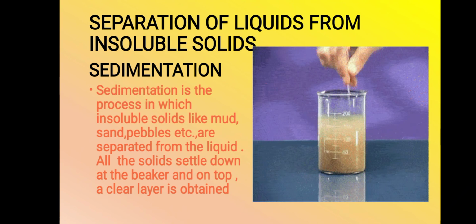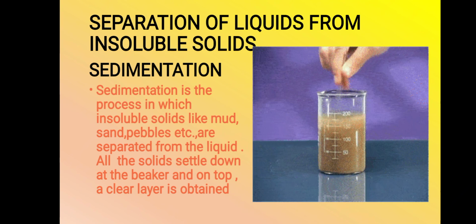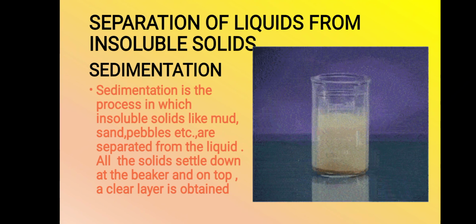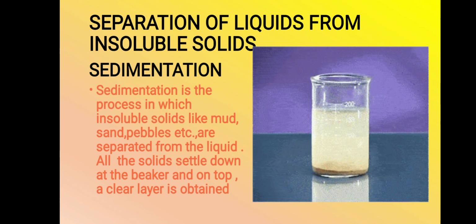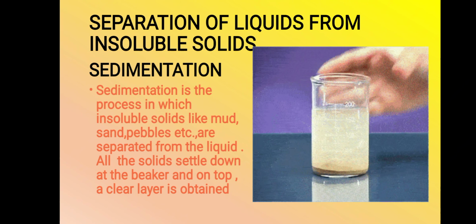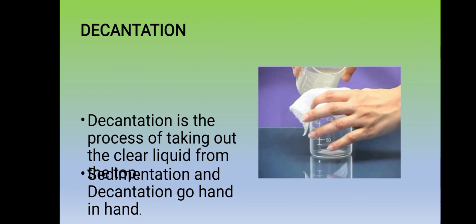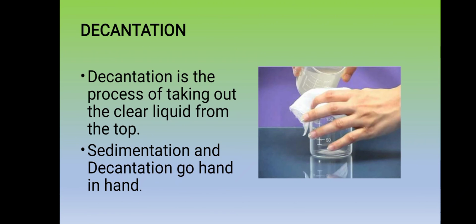We have learned about three very important processes. First, sedimentation. It is a process in which insoluble solids like mud, sand, pebbles, etc. are separated from the liquid. All the solids settle down at the bottom of the beaker, and on top a clear layer is obtained. We have also come to know about another important process, that is decantation. It is the process of taking out the clear liquid from the top.